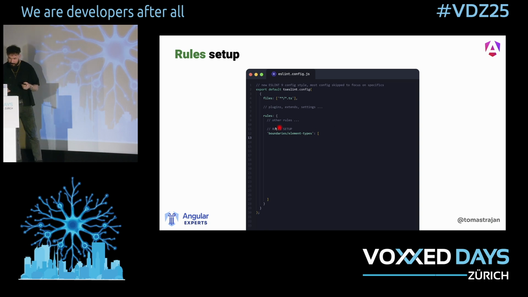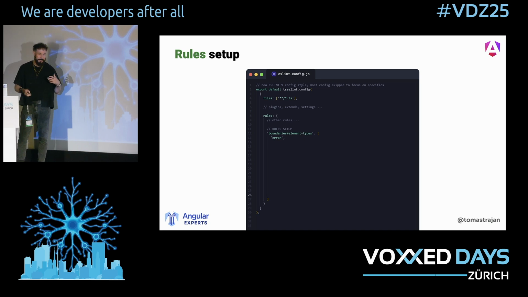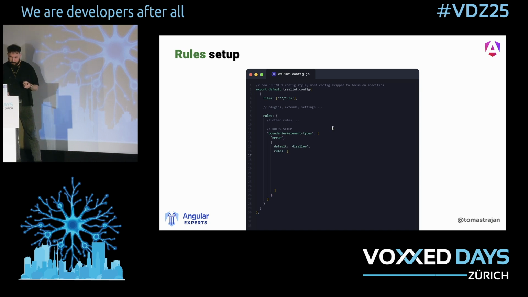So previously we were in the settings, now we are in the rules, so again like a standard ESLint thing, and now we are defining the rules for boundaries element types. And of course we want these validations to be error, because we don't want anyone to be able to merge this into main. And by default, we say that what is not allowed is disallowed.